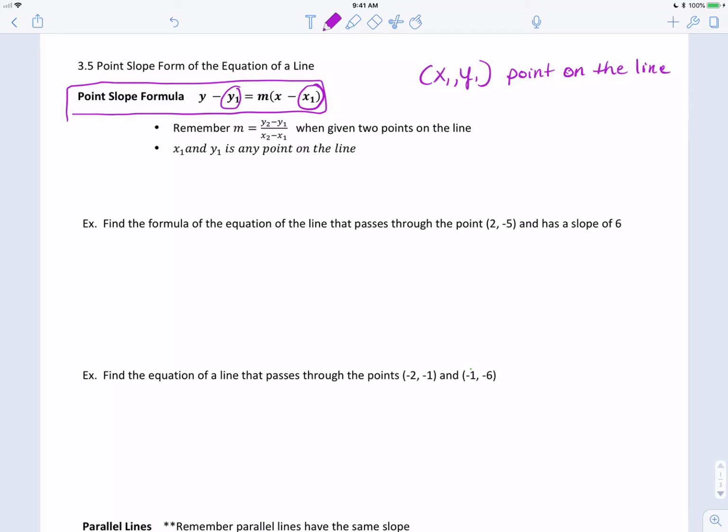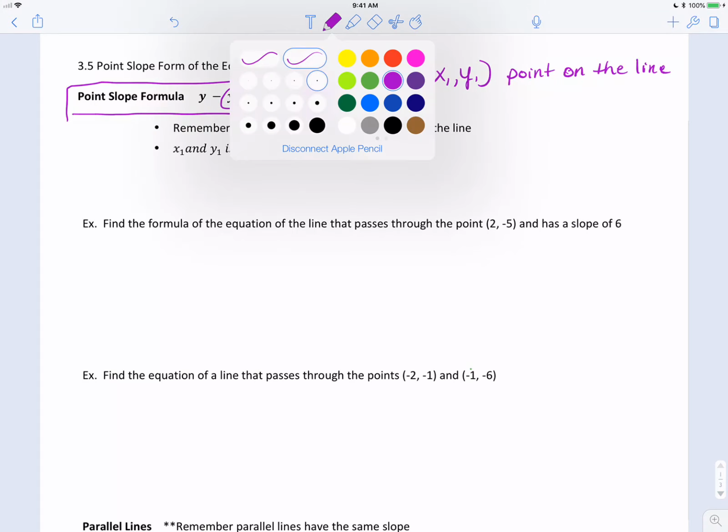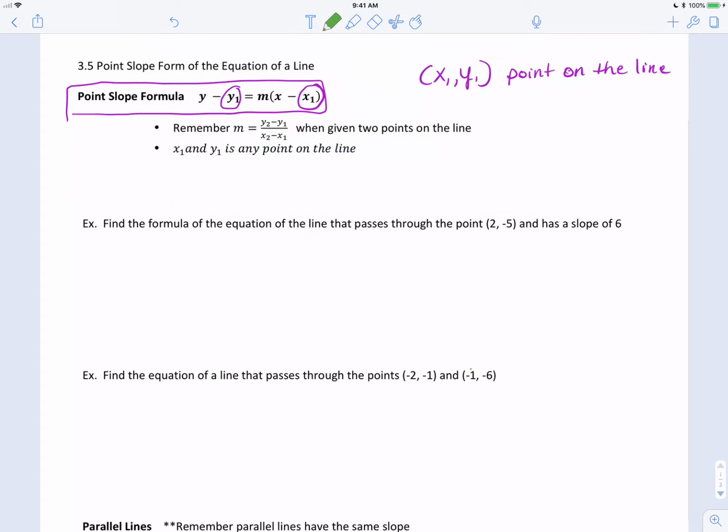Watch those signs, because there's a minus in front of both of them. Make sure you don't drop a negative sign. Then m, as we learned in our last video, is always your slope. So m is the slope. That's all the information we have to fill in on this equation in order to solve for the equation of a line.